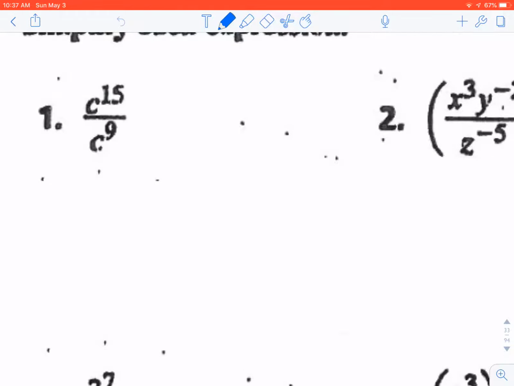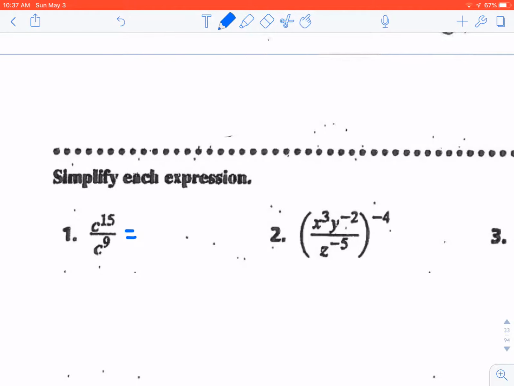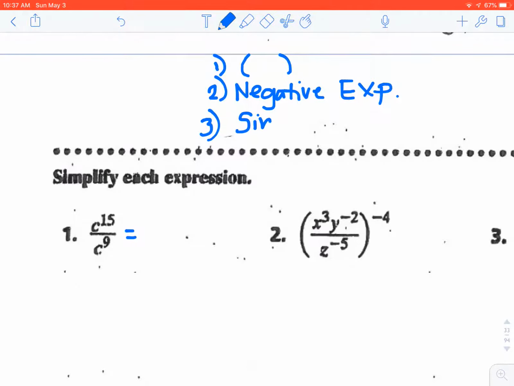All right, so number one, this one's pretty easy. It only has one property involved. So your order of operations of exponents, which I'll write up here, the first thing it tells us to do is clear parentheses. Well, in number one, you don't have any parentheses, so we skip that step. Step two tells us to move negative exponents, make them positive. Well, we don't have any negative exponents in one either. Step three says to simplify, okay?